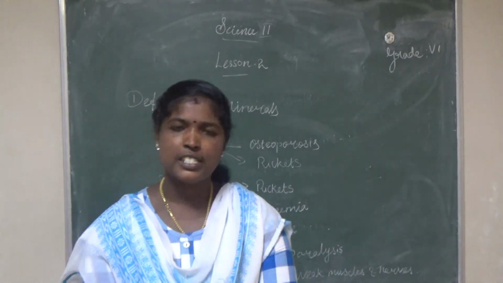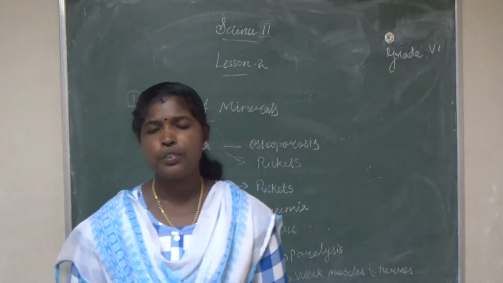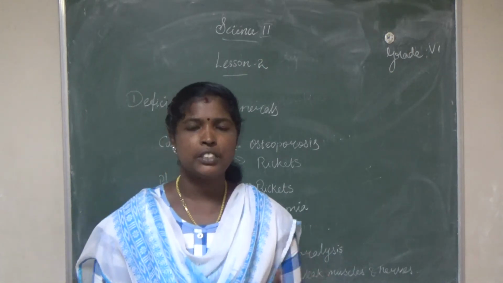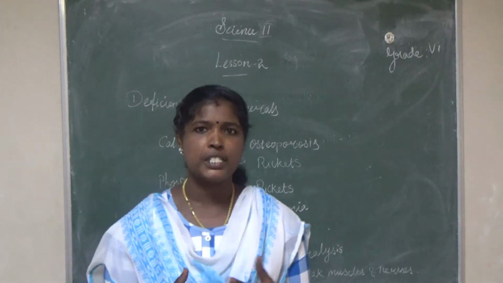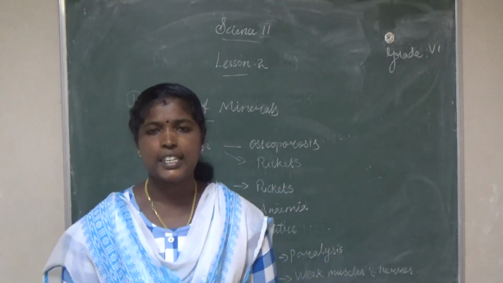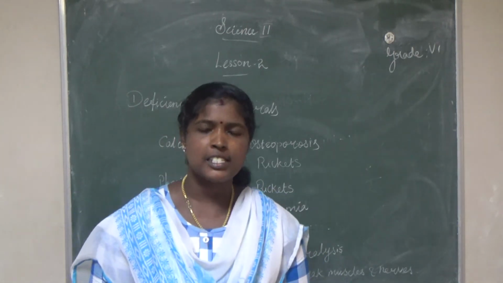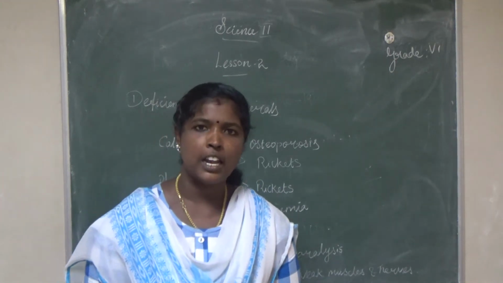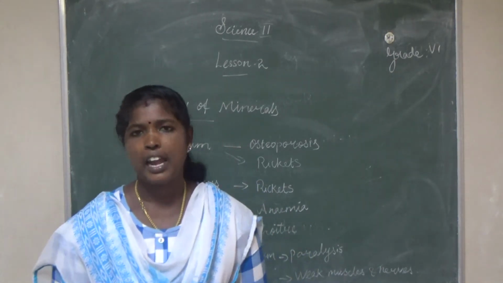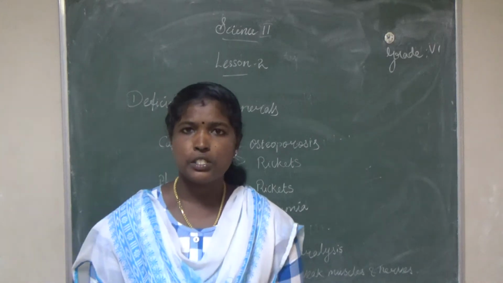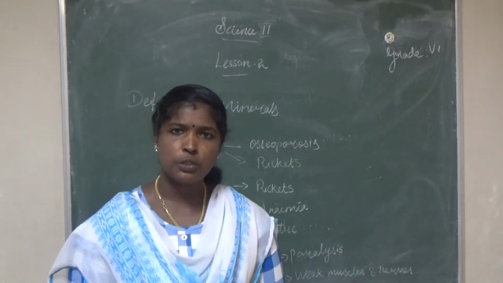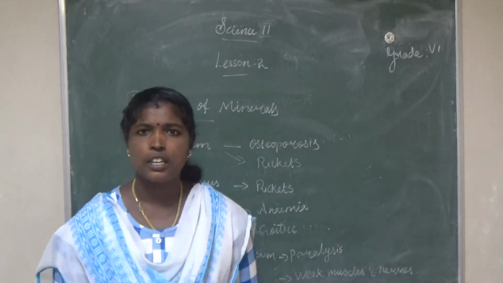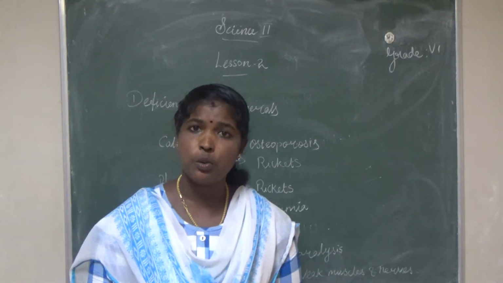Last class, what did we discuss? We discussed the deficiency of vitamins. From there we discussed the deficiency of vitamin A, vitamin B1, B2, B6, B12, C, D and K. Deficiency of vitamin A in our diet leads to night blindness. Deficiency of vitamin B1 leads to beriberi and B2 to skin disorders. Deficiency of vitamin B12 leads to anemia.